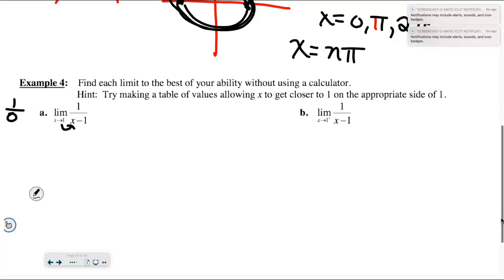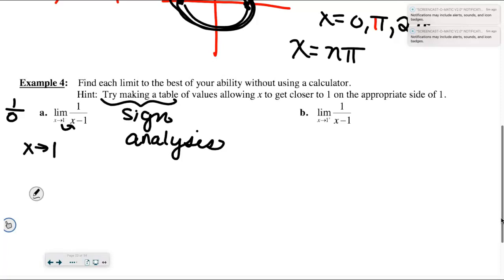So I don't really care if you make a table. You just have to do some sign analysis. So go ahead and write this down before you decide which infinity it goes to. No matter how many factors there are, you would have to do a sign analysis. So on this simple one, I'm coming in as x is approaching 1 to the left of 1. So if I were you, I'd just go directly to the left of 1. I wouldn't even make a whole table, because your answer is either infinity or negative infinity.